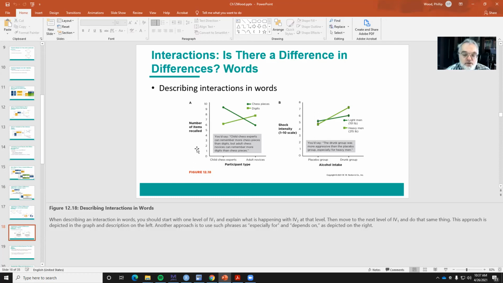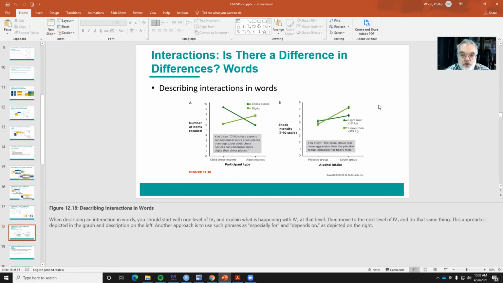As you're looking at these things, you might say child chess experts remember more chess pieces than digits, but novices can remember more digits than chess pieces. This is obviously if this is a real crossover interaction and all four cells are different. Maybe it's the case as you're looking at these things, you might just say, as I said before, child chess experts remember chess pieces. It really depends on how you follow up your statistical analysis.